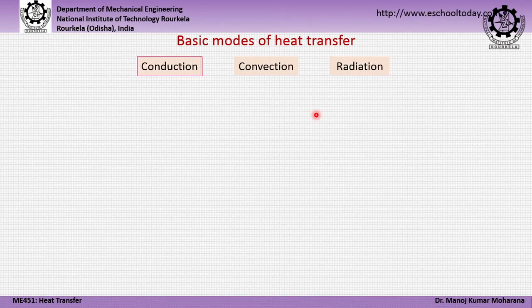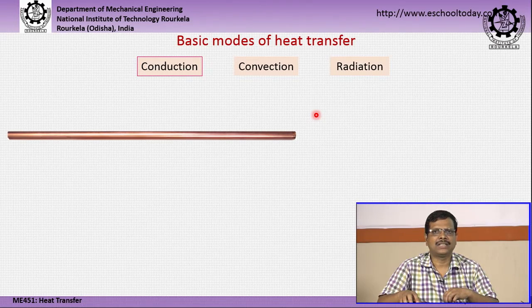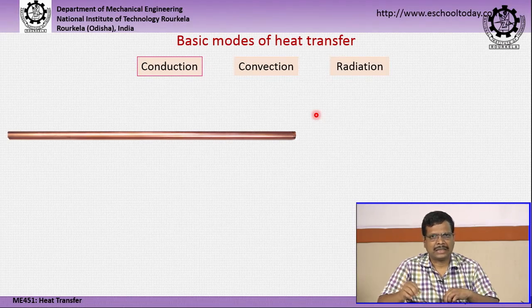So, first we will go for this conduction heat transfer. To understand this process of heat transfer, we will start with a very simple experiment, for which we need to consider, let us say, a metallic rod. Let us say we will consider a copper rod or a silver rod or an aluminum rod.